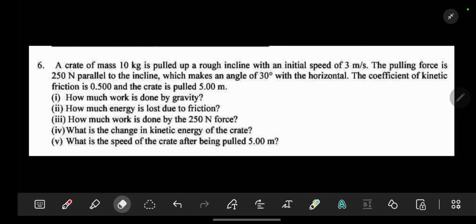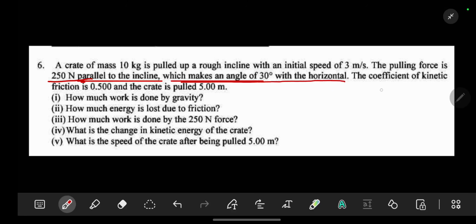The question says a crate of mass 10 kg is pulled up a rough incline with an initial speed of 3 meters per second. The pulling force is 250 newtons parallel to the incline, which means the angle between them is 0 degrees. The incline makes an angle of 30 degrees with the horizontal.